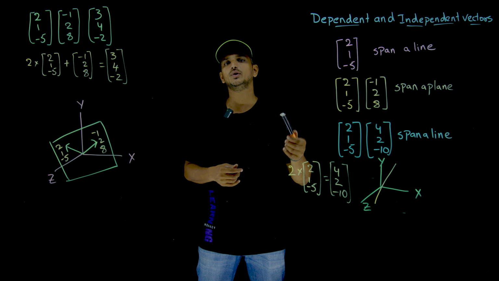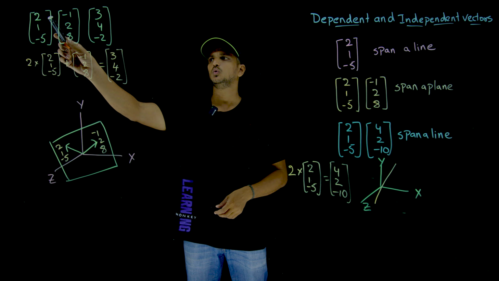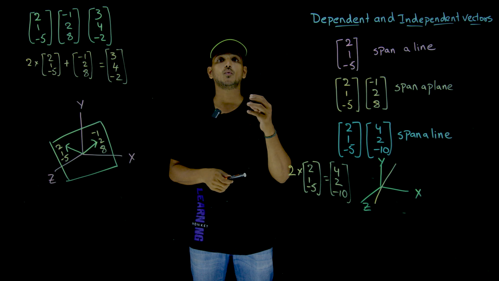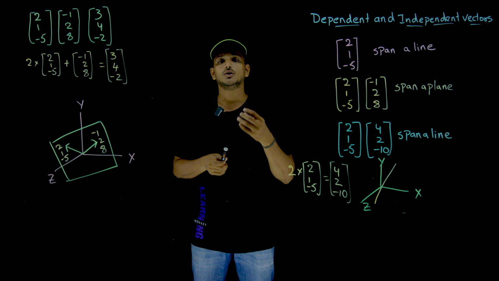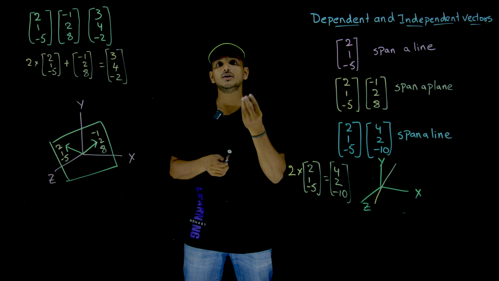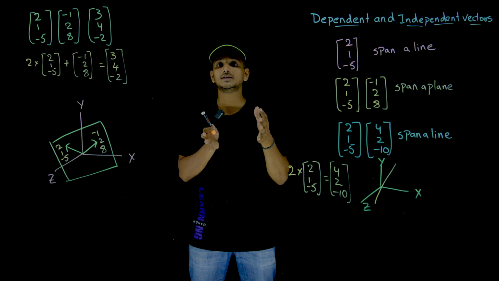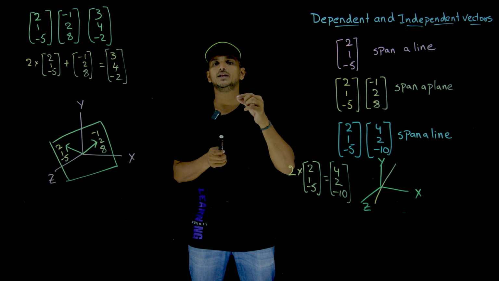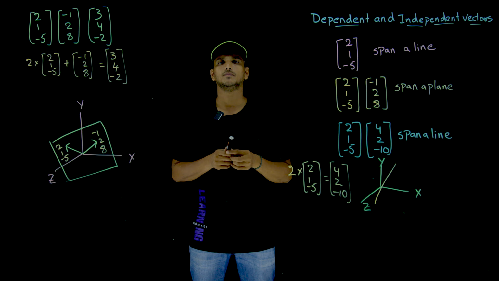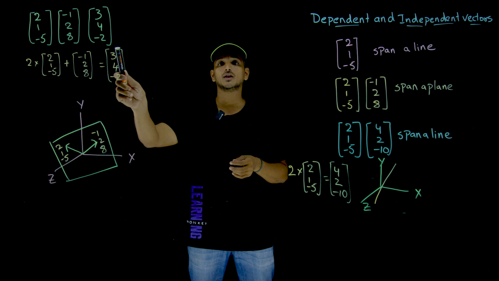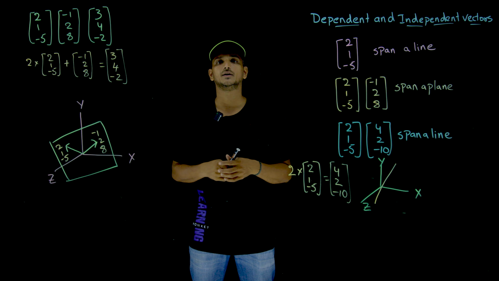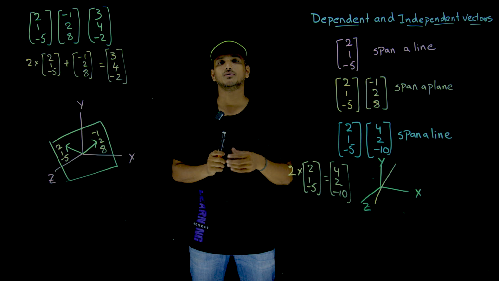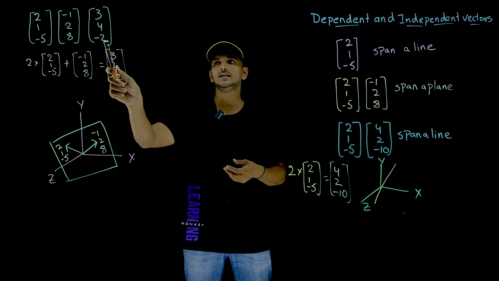For better understanding, we take one more example. Let's take this example: 2, 1, minus 5; minus 1, 2, 8; 3, 4, minus 2. They have provided three vectors. In our previous classes, we discussed that by using three vectors, we are able to span a complete three-dimensional coordinate system. Means we can move to any point in a three-dimensional coordinate system. But using these three vectors, we are not able to do that. We can span only a plane in a three-dimensional coordinate system. Why? Because this is a dependent vector.